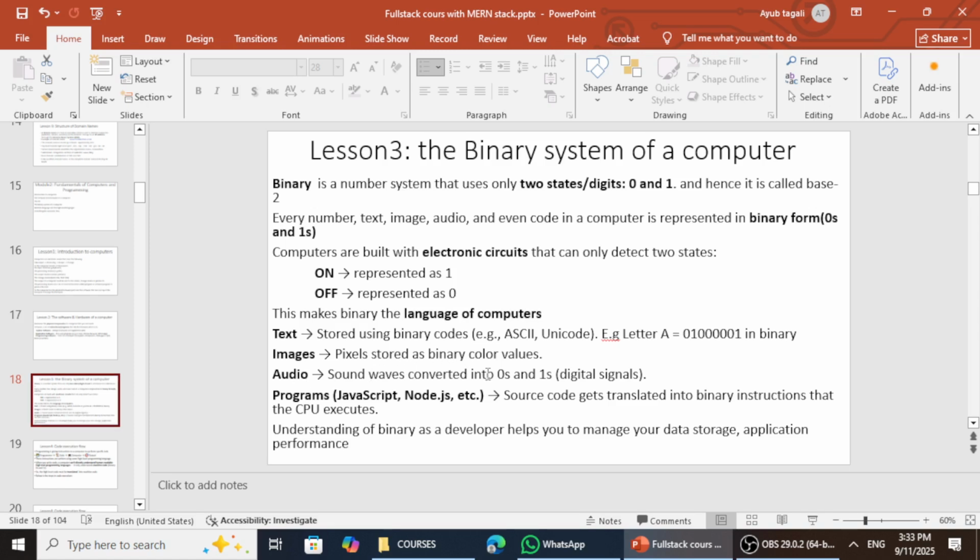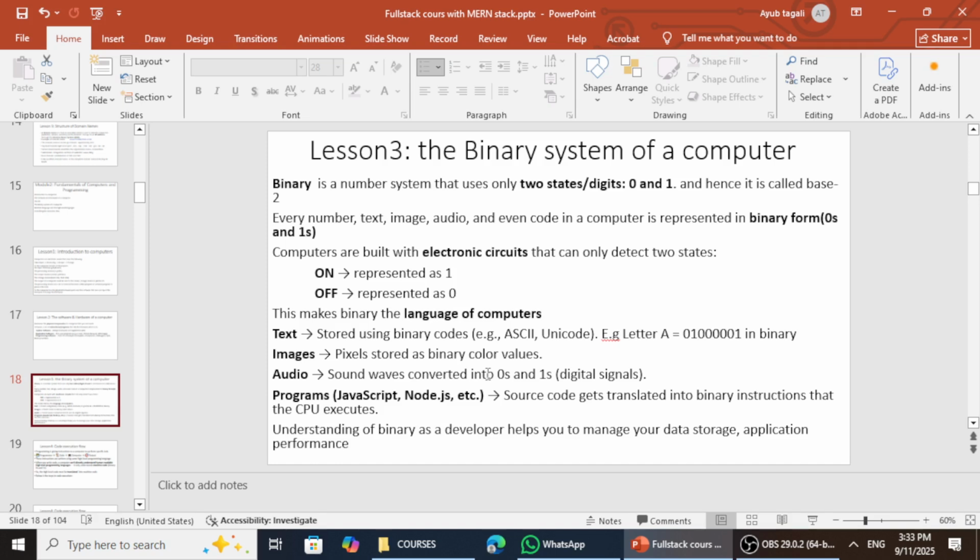And so what's the binary system? The binary system is a numbering system that uses only two states or two digits, that is 0 and 1, and hence it is called base 2. So the computer operates using the binary system in the form of zeros and ones.